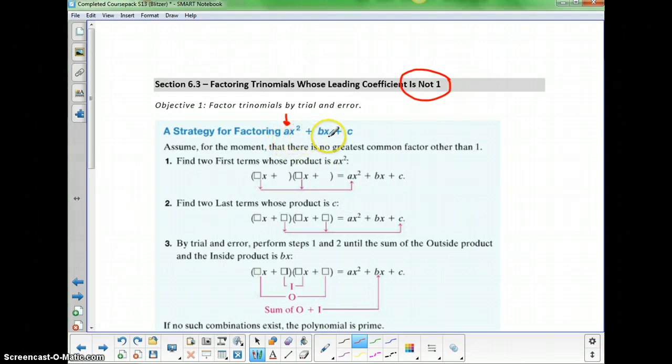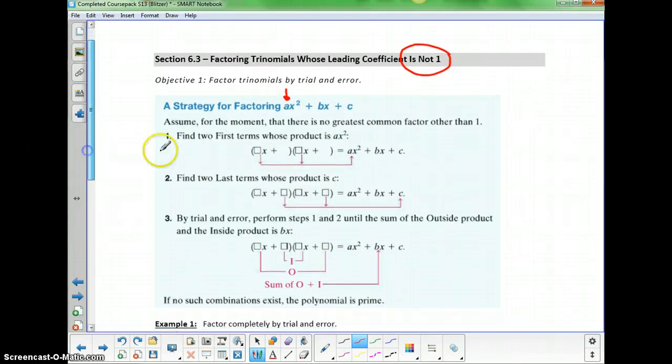We've seen x squared plus bx plus c. You're looking now at ax squared plus bx plus c. Okay, so looking at the strategy here for factoring, assume for a moment that there's no factor that you can take out of everything, so assume there's no greatest common factor. So we want to find the first two terms whose product is a, and the last two terms whose product is c. Right?